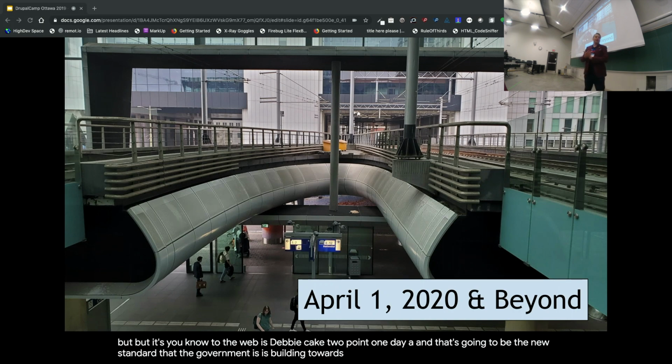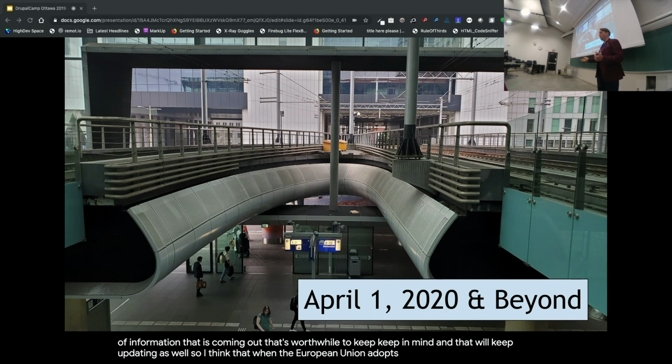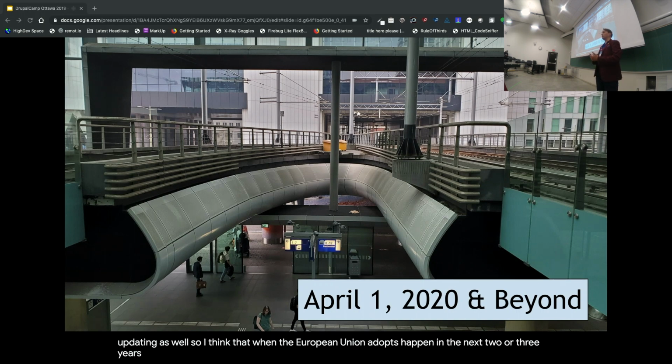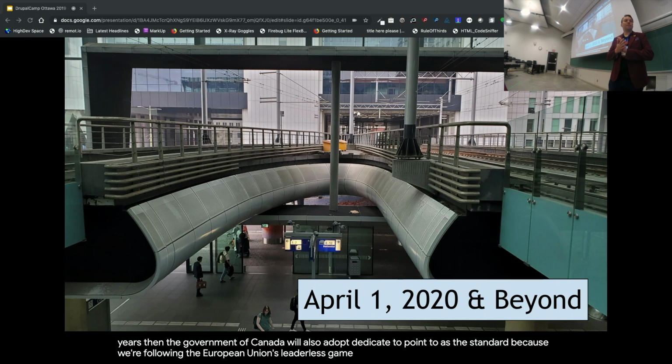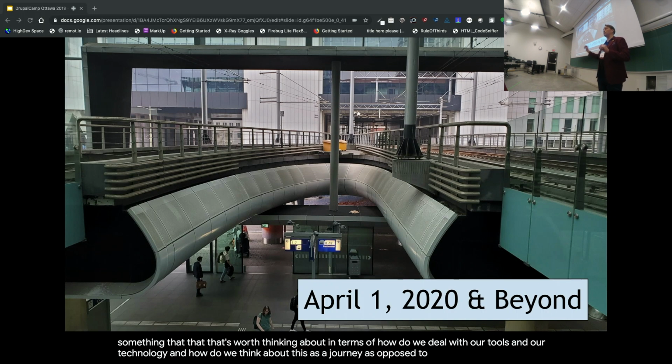So that's one piece of information that is coming out that's worthwhile to keep in mind, and that will keep updating as well. I think that when the European Union adopts WCAG 2.2, which will probably happen in the next 2 or 3 years, then the government of Canada will also adopt WCAG 2.2 as the standard because we're following the European Union's lead on this. Again, this is a bit of speculation, but it's worth thinking about in terms of how we deal with our tools and our technology, and how we think about this as a journey as opposed to, yes, we're compliant, we're good, we can move on to something else.